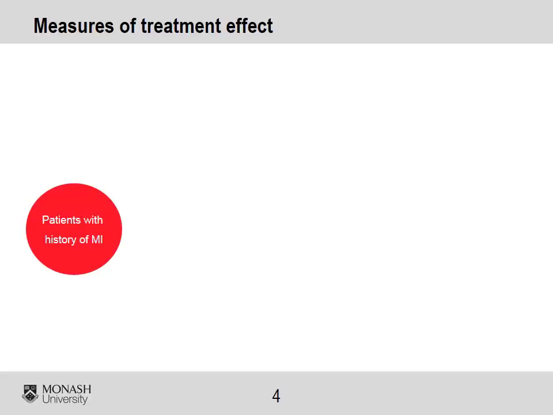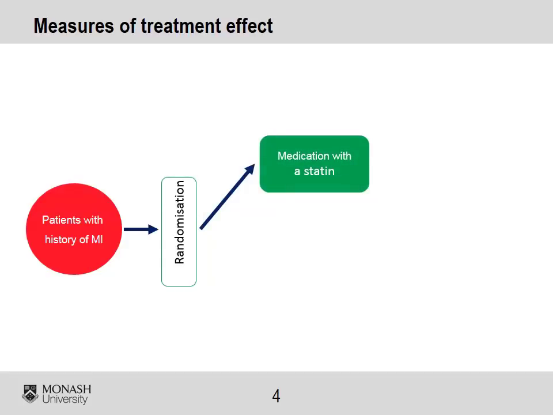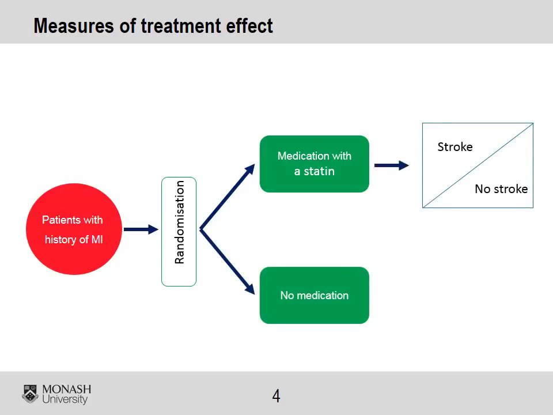So let's start off by telling a story. Let's say we've got a particular trial. We've got patients with a history of myocardial infarction. We're going to conduct a randomized controlled trial, randomizing them to either having medication with a statin or no medication, and we're trying to identify whether the use of the statin prevents future strokes.